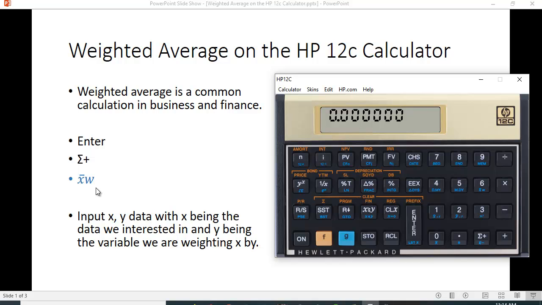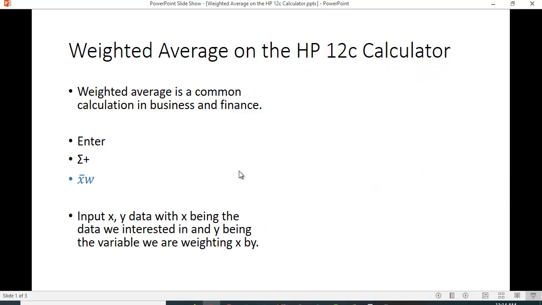What you're going to do is put in pairs of data, X and Y, X being the data we're interested in and Y being the variable we're weighting X by. And how do you put that in? You're going to type in the first X variable and then hit enter, and then the Y variable, and then hit sigma plus. So it's easiest to see when we do an example.